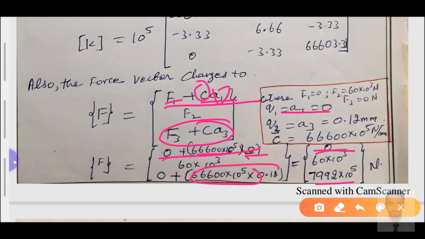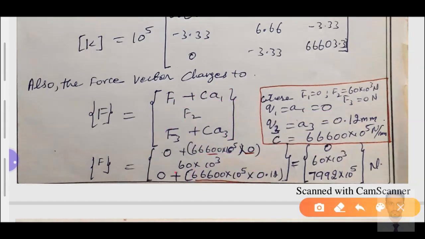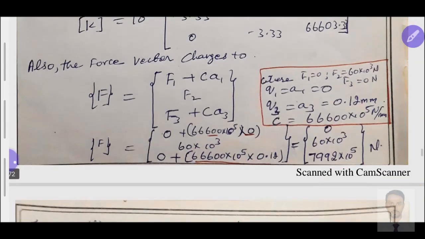We got 0. Then we have the same value F2, 16 into 10 to the power of 3. Then F3, which is equal to 0 Newton, plus the C value 66600 into 10 to the power of 5, multiplied by 0.12. This value is equal to 7992 into 10 to the power of 5 Newton. So we have this global force vector after applying the penalty value.